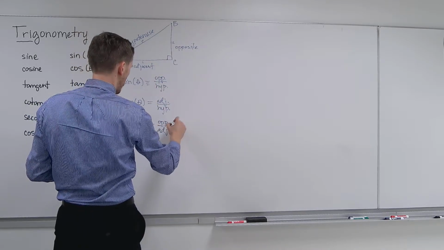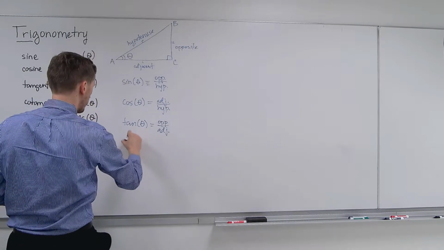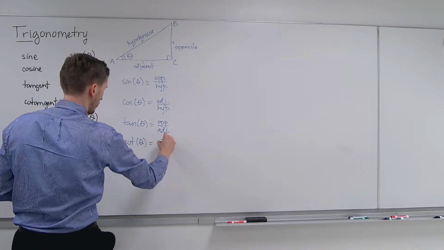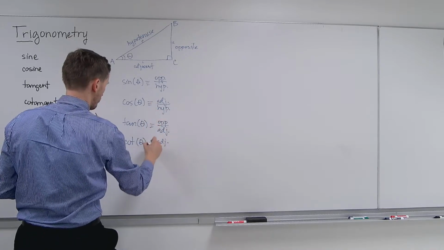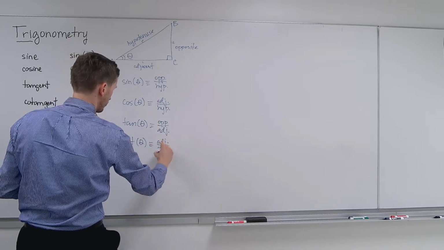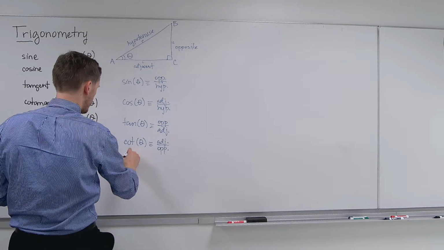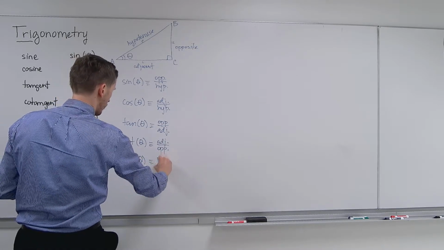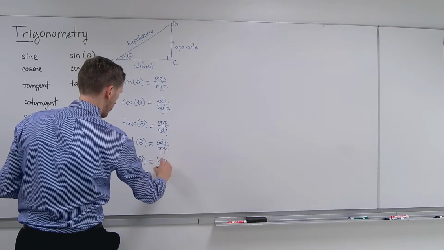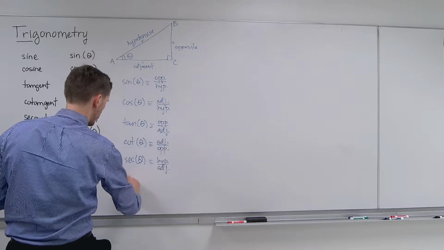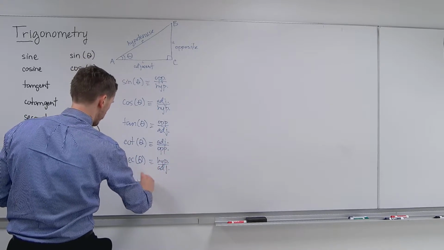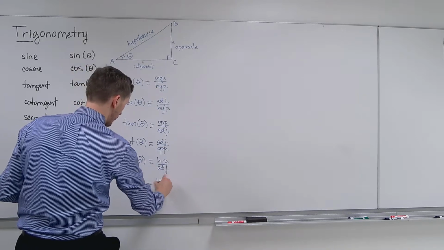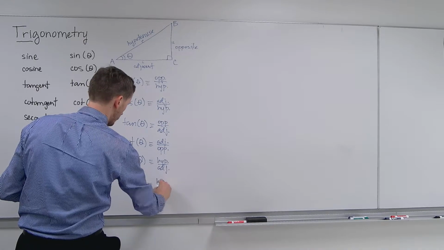And then if you do cotangent, it's a flip of the tangent. But first we would just define it as, this is an equivalent definition, adjacent over opposite. We would do secant as hypotenuse over adjacent. And finally, the cosecant, you can guess what that would be. Cosecant of theta would be hypotenuse over the opposite side.